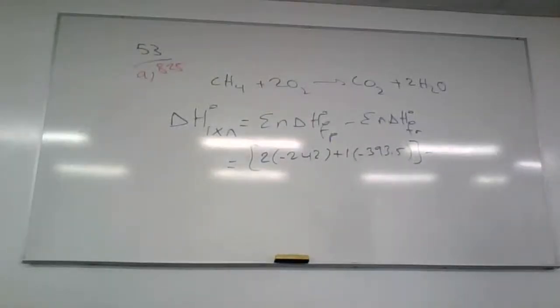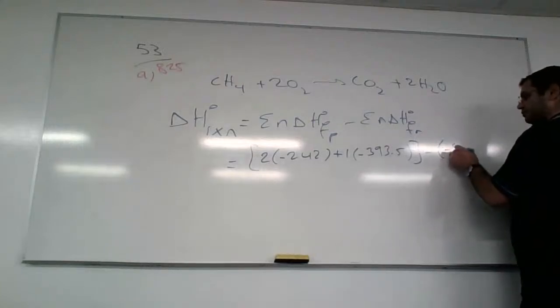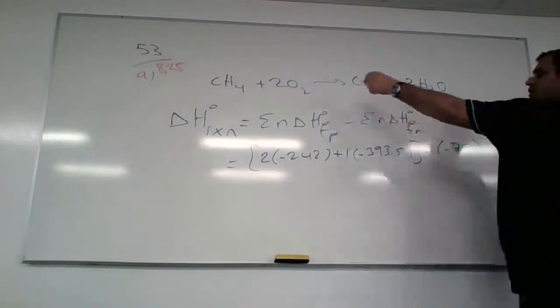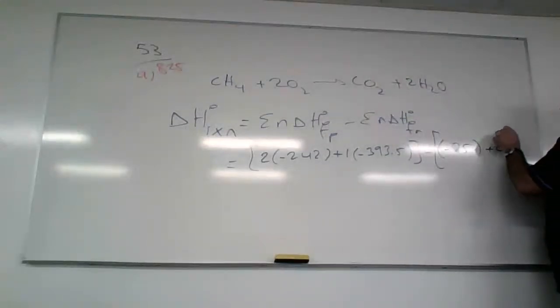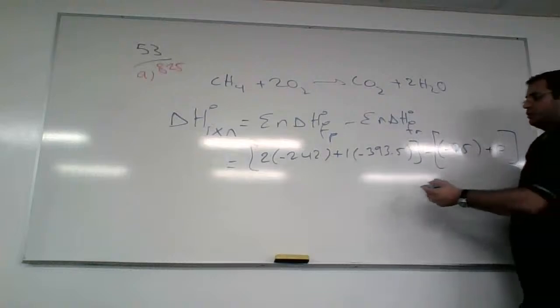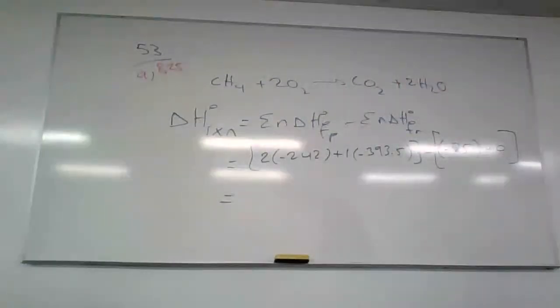What else, Shabab? What do you have? Minus 75 for CH4. For the other one, it's 0 for oxygen, of course, and you can put plus 0 for the oxygen. You will get the value of delta H for this reaction.